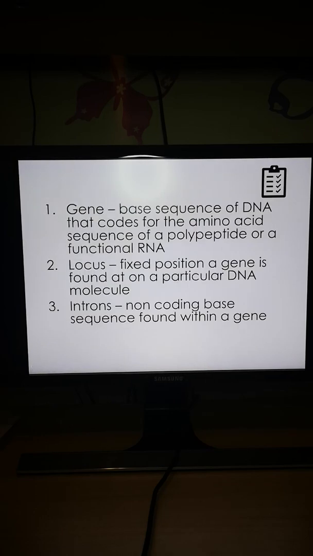And finally, an intron then. So introns are non-coding base information, and as we'll see, these are actually found within a gene. So there's non-coding information found between genes, but there's also non-coding base sequence information found in the middle of genes as well for eukaryotic cells. So if you've got at the moment that introns are non-coding information in genes, brilliant.